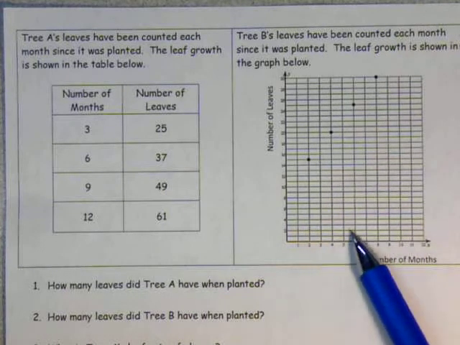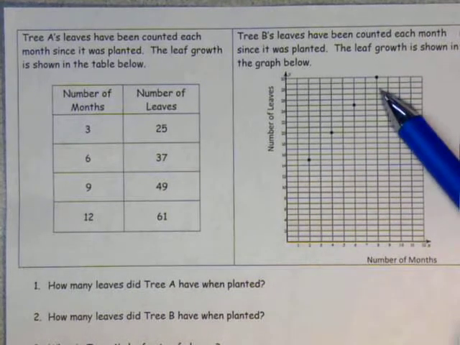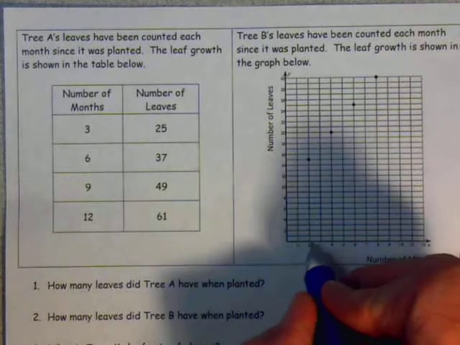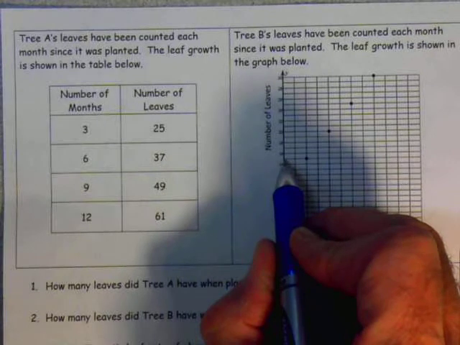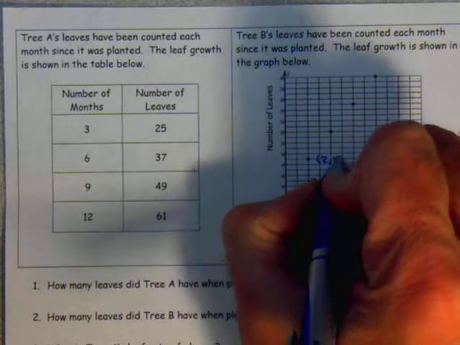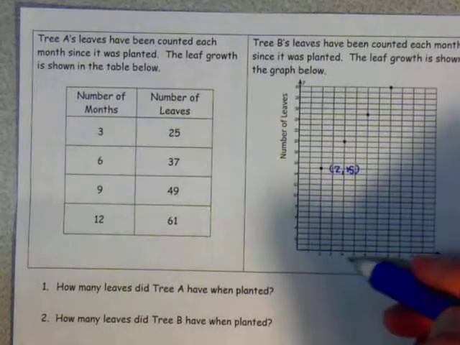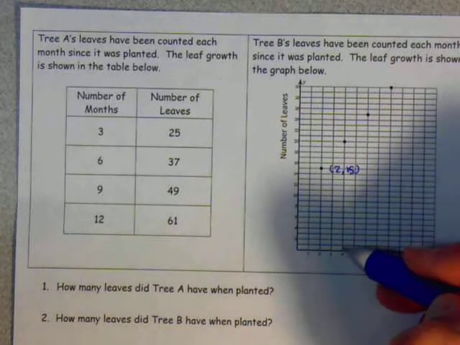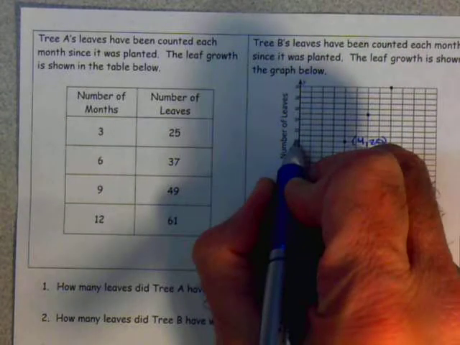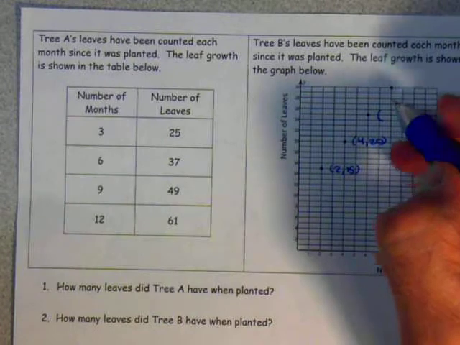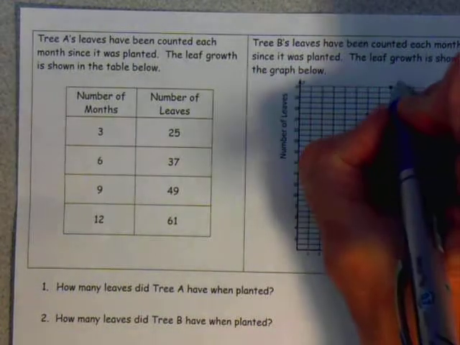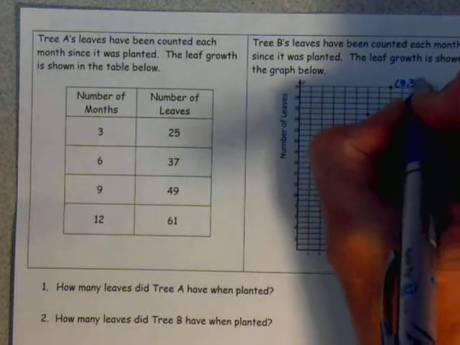Tree B has a graph representing its leaves. So after 2 months, right here, 2, it has 15 leaves. I'm actually going to write that in as 2, 15. After 4 months, it's 20 leaves. 4, and there's 20 right there. After 6 months, it's 25 leaves, and after 8 months, it's 30 leaves.